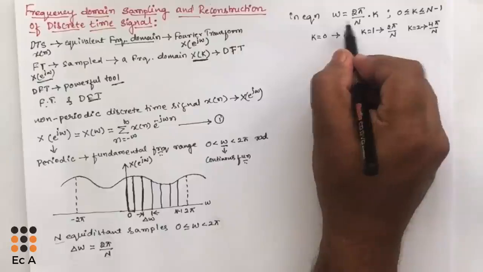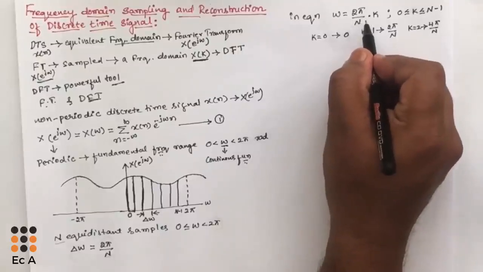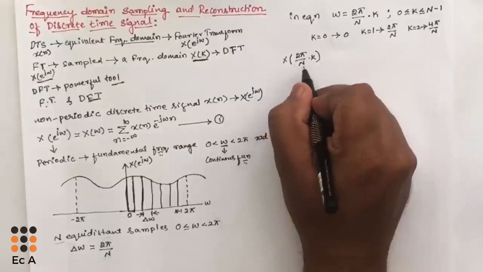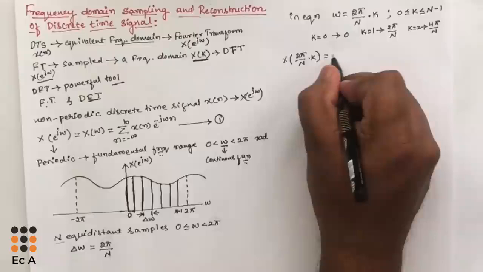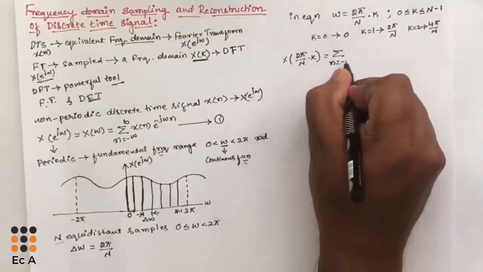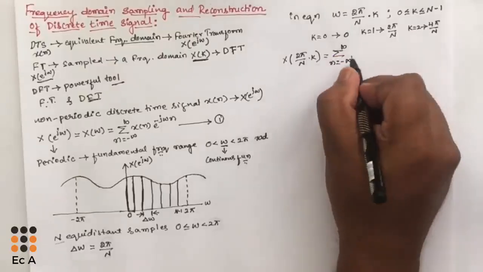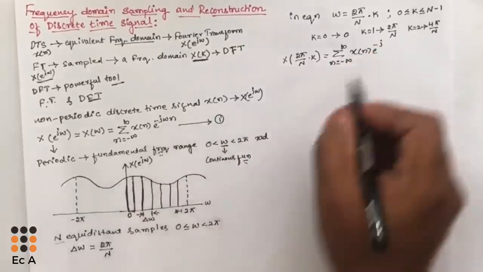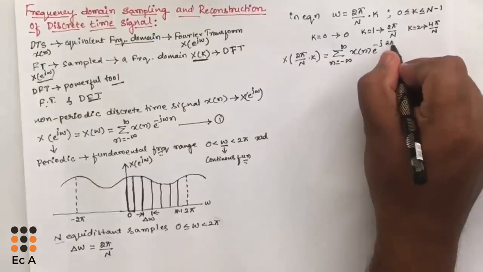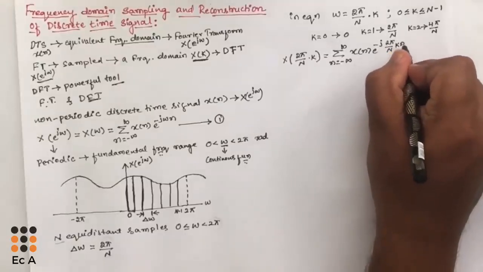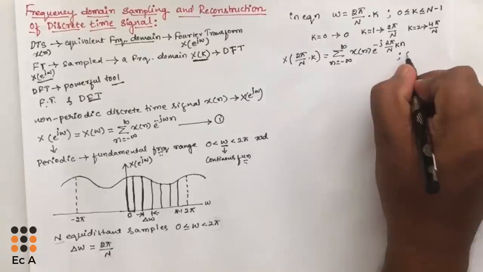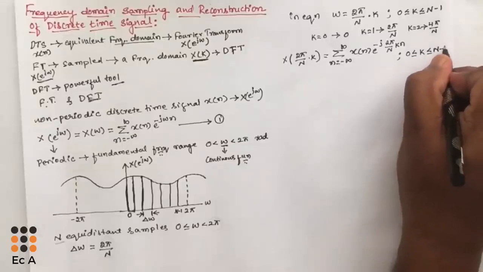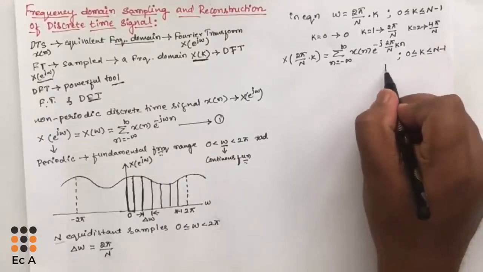Now if we replace omega is equal to 2 pi by N into k in equation 1, we can write X of 2 pi by N into k is equal to summation of n is equal to minus infinity to infinity x of n e to the power of minus j. Instead of omega we will write 2 pi by N k n, for k value ranging from 0 to N minus 1. Let us call this equation number 2.